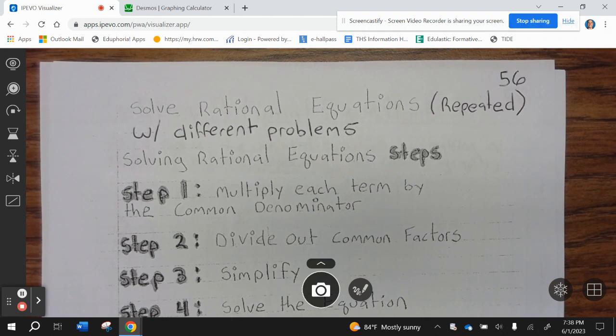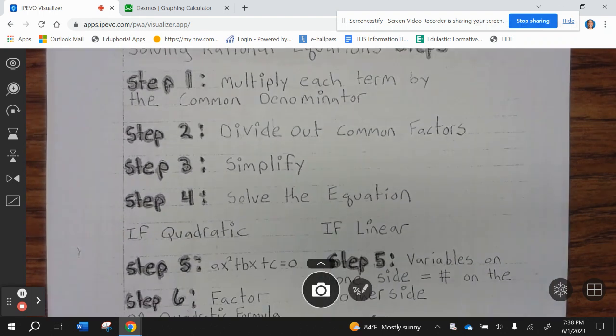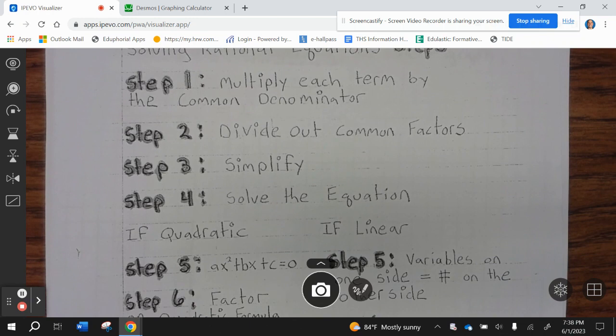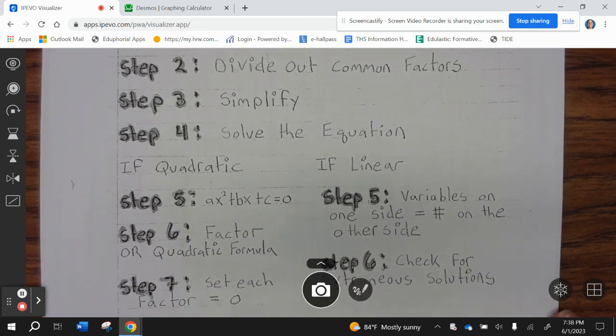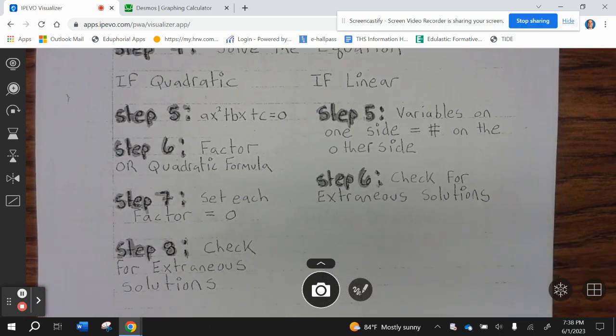Step 1, multiply each term by the common denominator. Step 2, divide out common factors. Step 3, simplify. Step 4, solve the equation. If quadratic, step 5, ax squared plus bx plus c equals 0. Step 6, factor or use the quadratic formula. Step 7, set each factor equal to 0. Step 8, check for extraneous solutions.